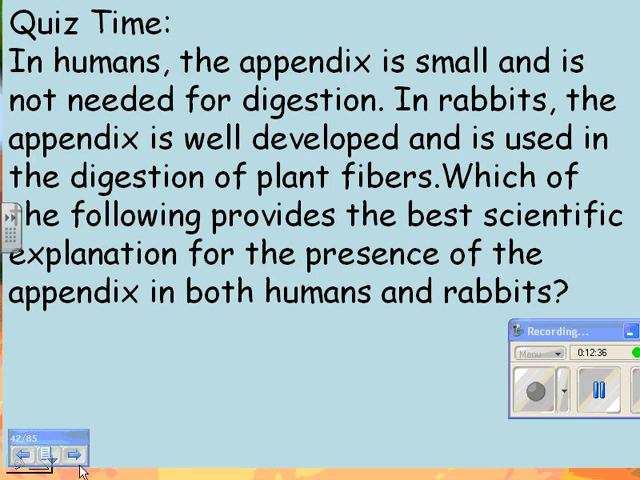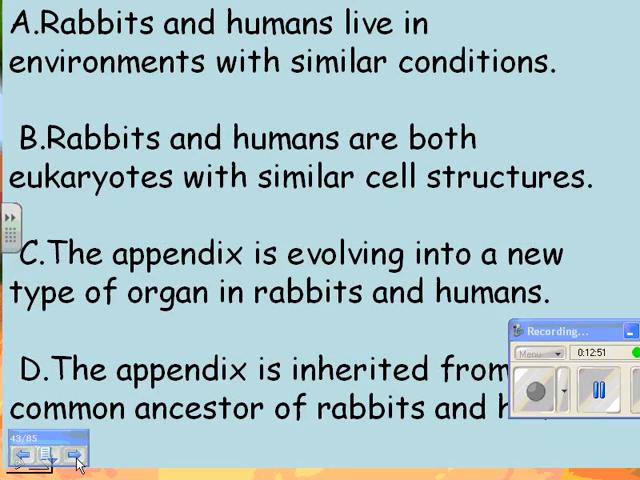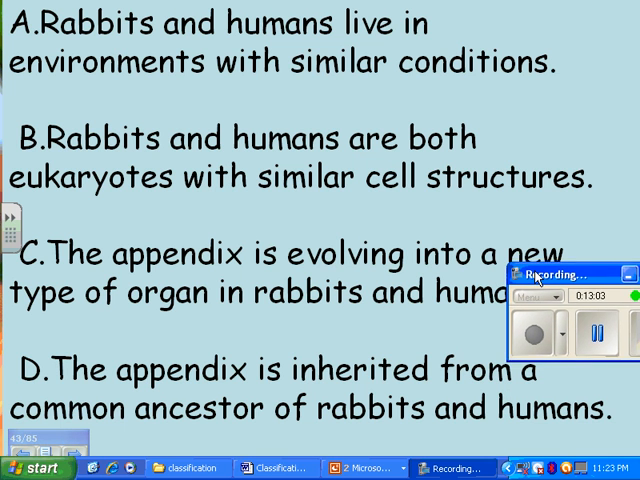In humans, the appendix is small and is not needed for digestion. In rabbits, the appendix is well developed and is used in the digestion of plant fibers. Which of the following provides the best evidence, the best scientific explanation for the presence of the appendix in both humans and rabbits? Rabbits and humans live in environments with similar conditions. Rabbits and humans are both eukaryotes with similar cell structures. The appendix is evolving into a new type of organ in rabbits and humans. The appendix is inherited from a common ancestor of rabbits and humans.